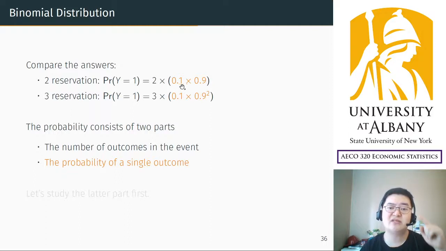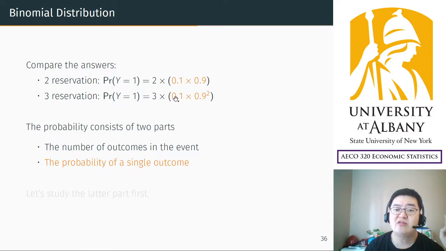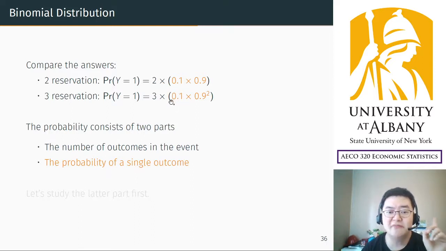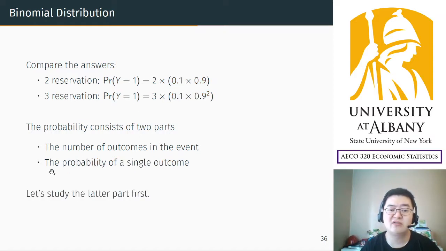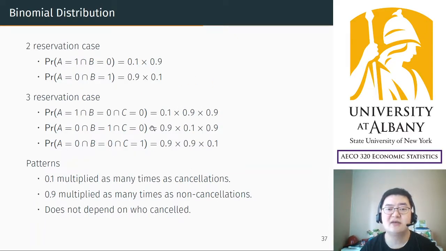But as we saw in the previous derivation, they are the same. The probability of a single outcome is the same across all the outcomes included in the same event. So it does not matter. So we will study the second part first. So this is how we calculate it.